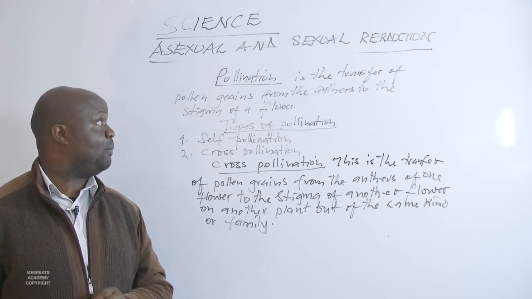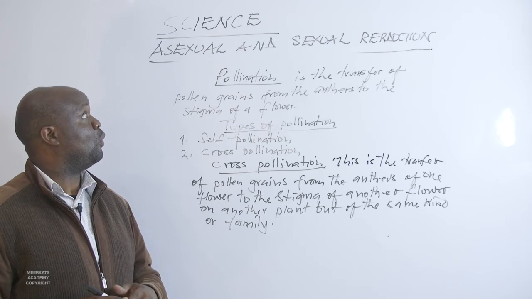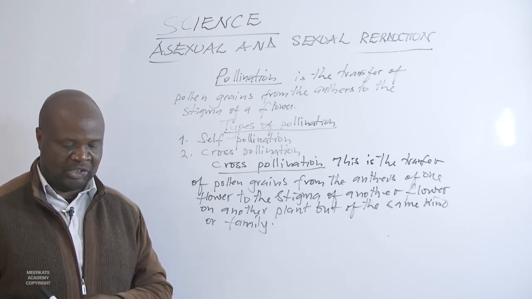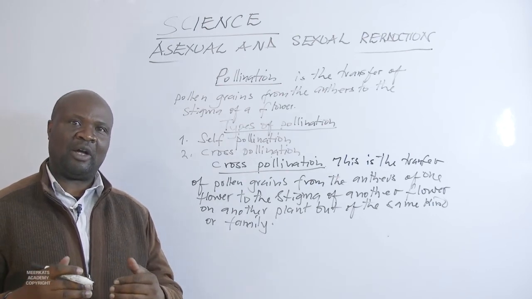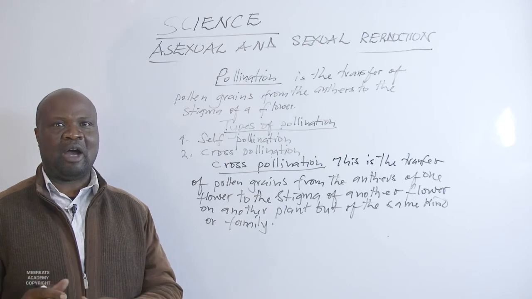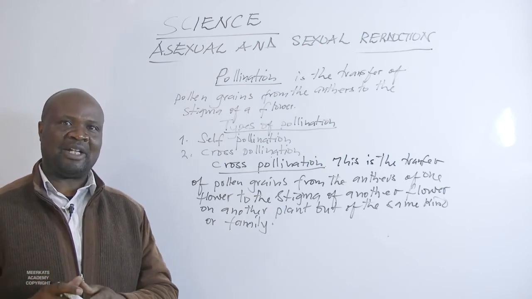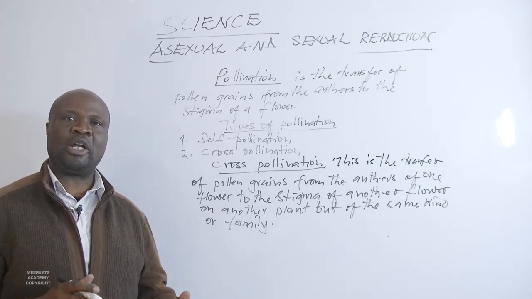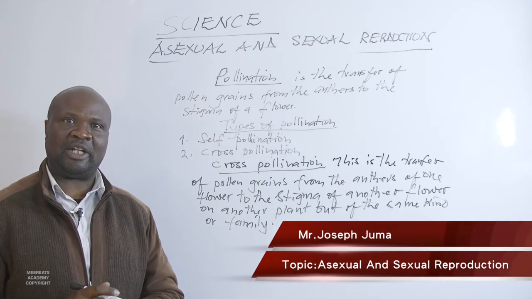We shall continue. In our next lesson, we shall continue with sexual reproduction. We shall deal with agents of pollination, and we shall see the characteristics of flowering plants, how they attract the agents of pollination, and how these plants are well adapted to ensure that the agent of pollination is water, wind, or insect. That is the end of our lesson today. Thank you.